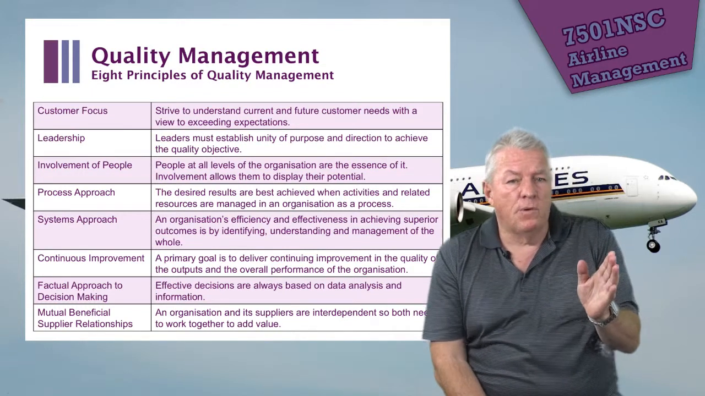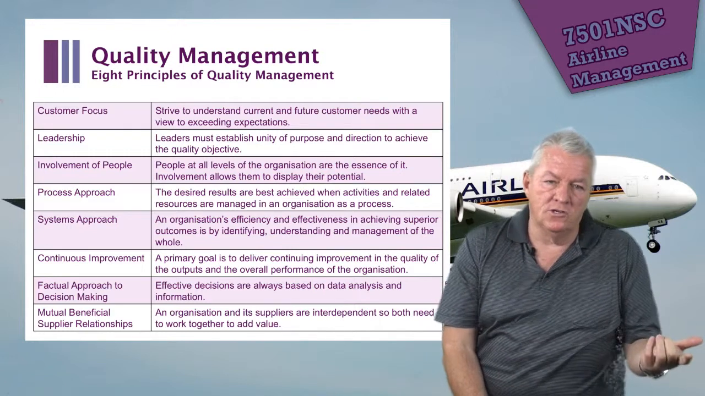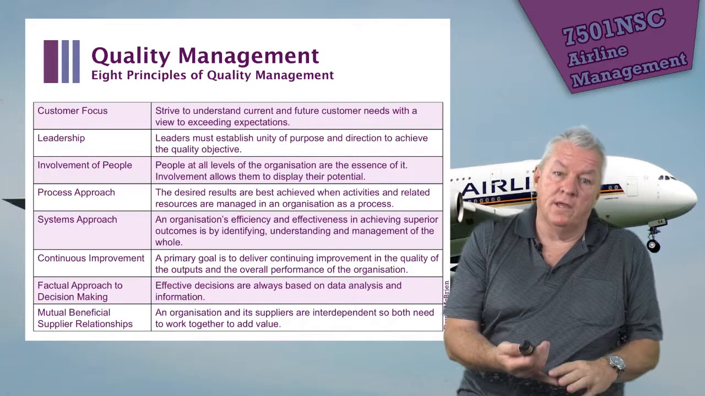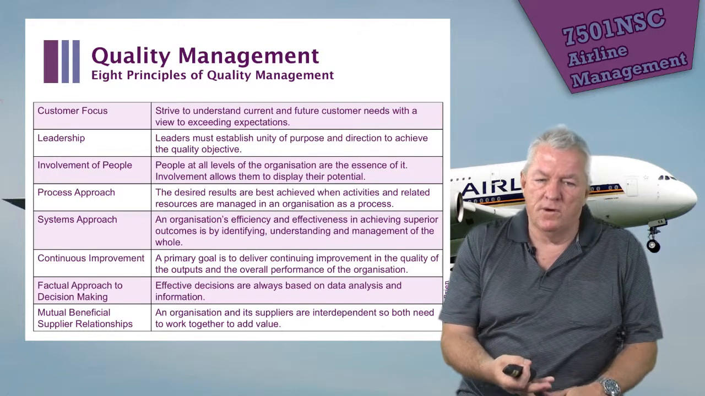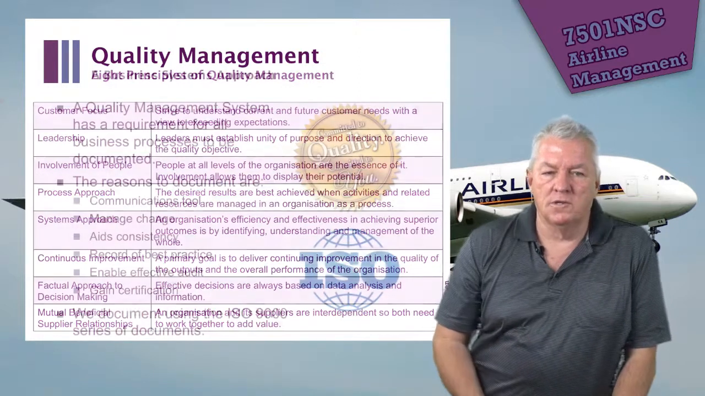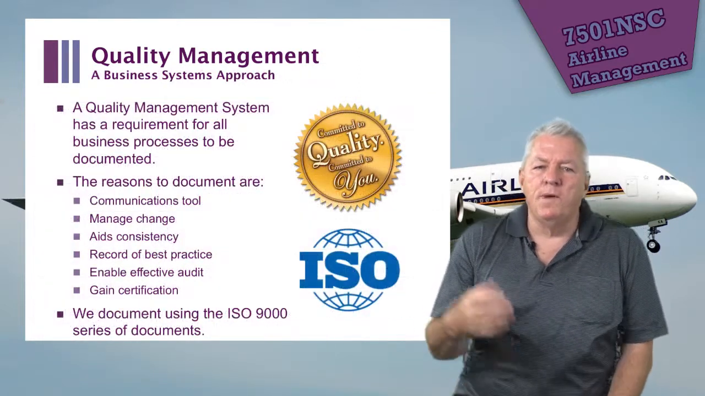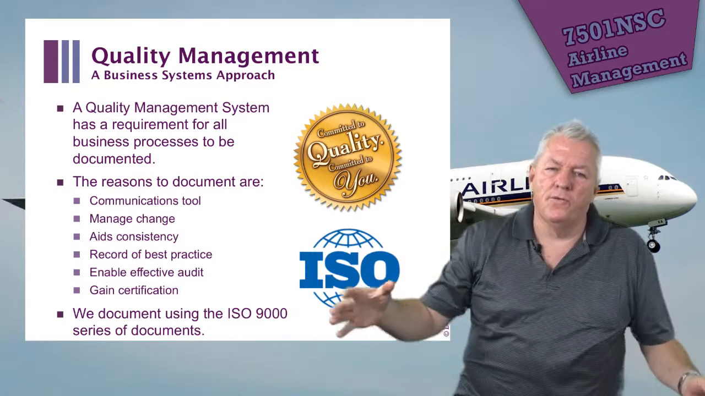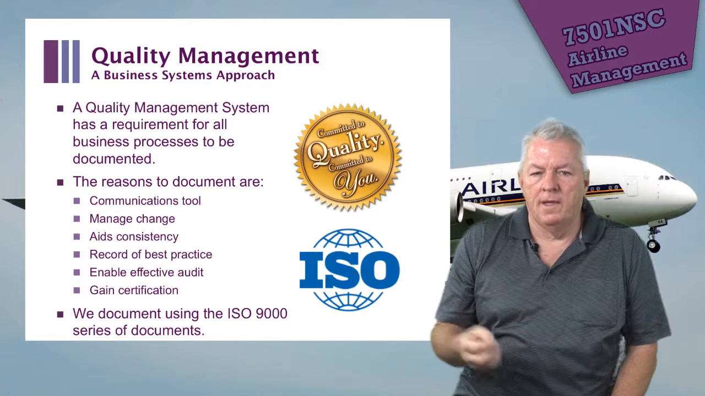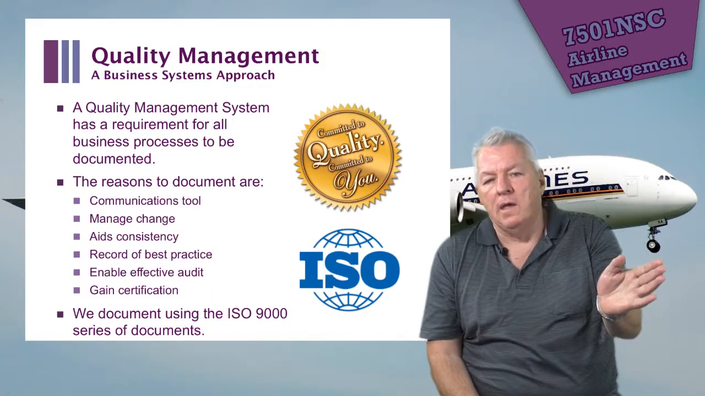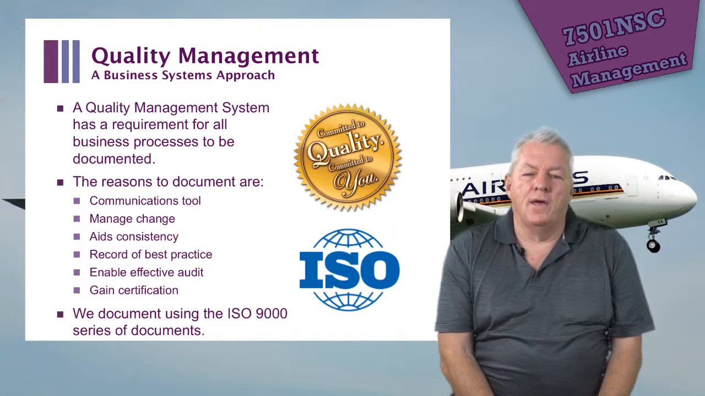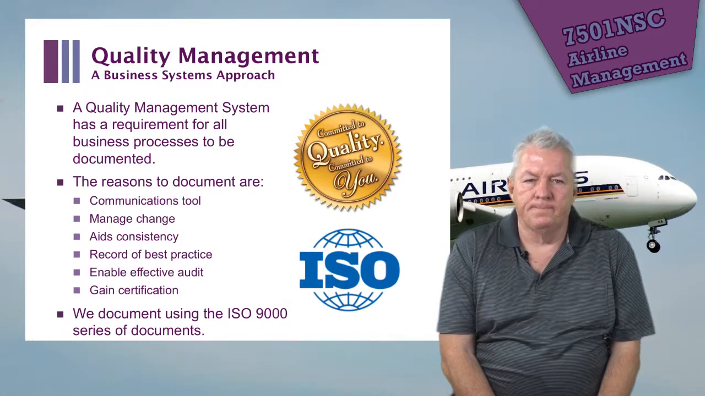So the 8 principles of quality management are customer focus, leadership, involvement of people, process approach, systems approach, continuous improvement, factual approach to decision making, and mutual beneficial supplier relationships. So a quality management system, now we're talking about the whole system, has a requirement for all business processes to be documented. And the reasons to document it are many-fold, as shown here. And we document using the ISO 9000 series of documents.